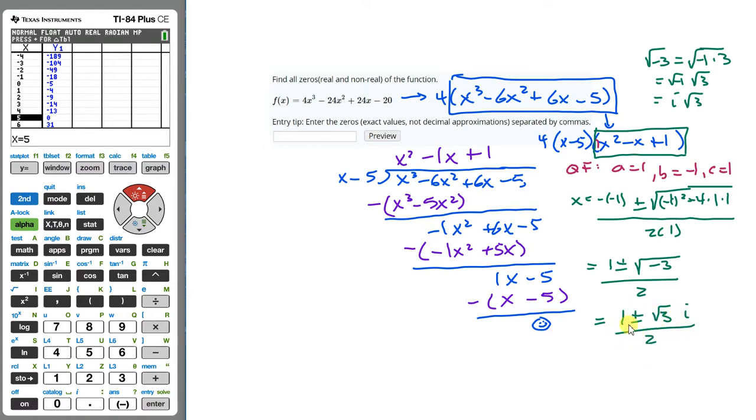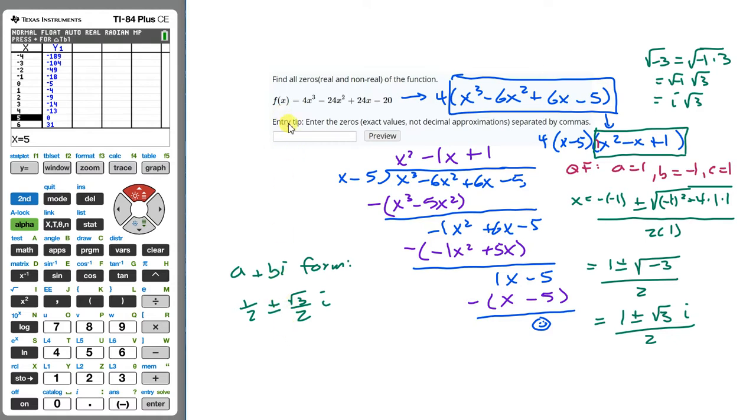And so this is not in what's called a plus bi form. In a plus bi form, this would be 1/2 plus or minus root 3 over 2 times i. Because I'm going to split this into 2 fractions. So this generates 2 different zeros.